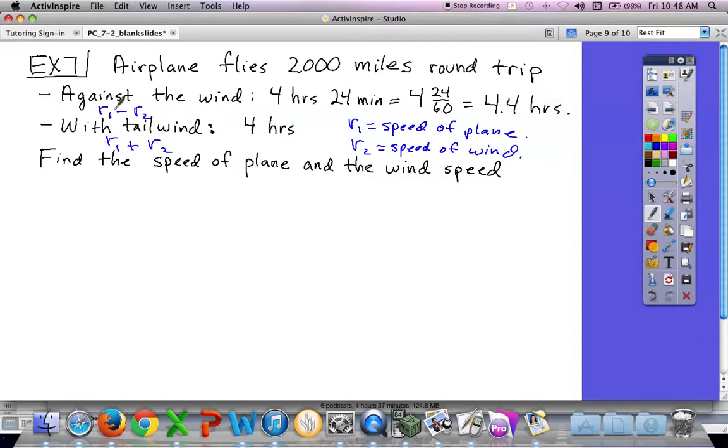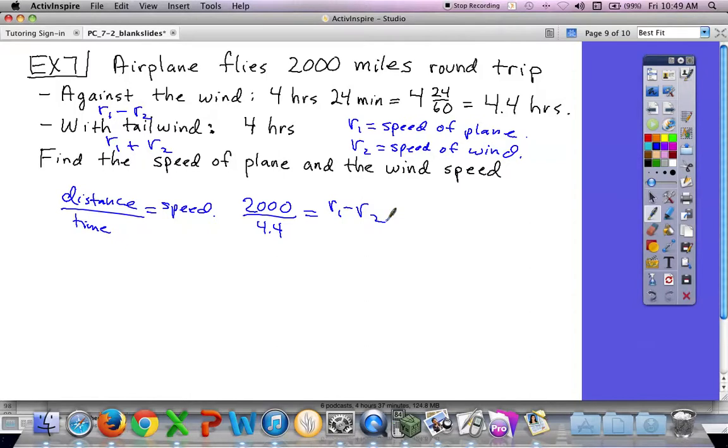Now, some of you have had physics or are in physics now, right? So you should know that distance divided by time equals speed, miles per hour. So in our case here, the distance is the same, 2,000, and in the top case, divided by the time of 4.4 hours equals R1 minus R2.